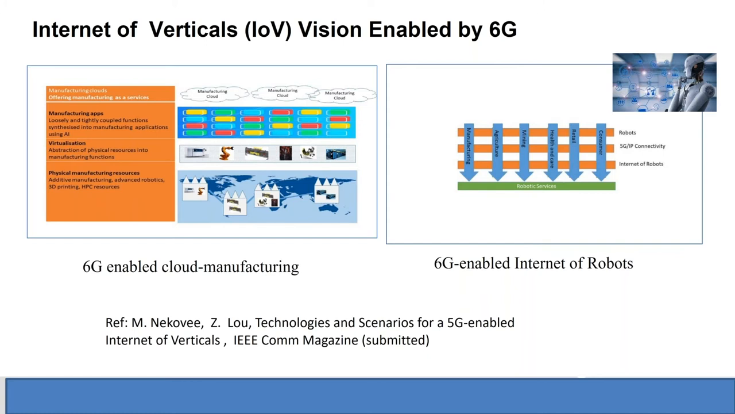So that they can be loosely or tightly connected, they can be virtualized. You could move to things such as on-demand manufacturing, which means that you could pick and choose different parts of your manufacturing from different virtualized manufacturing applications, and then connect them in real time in order to basically develop your products. So that's one example.